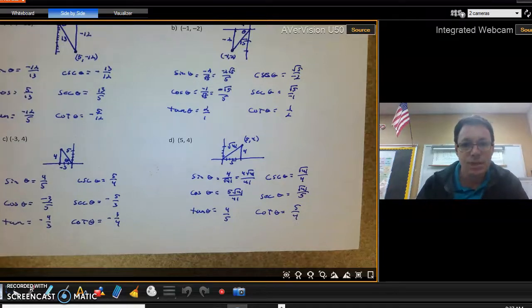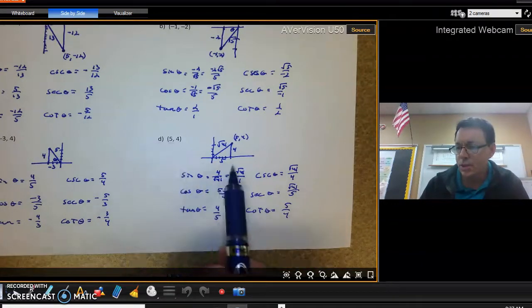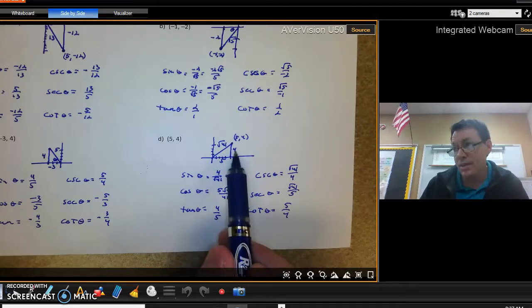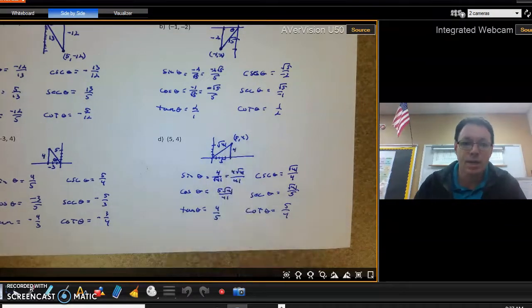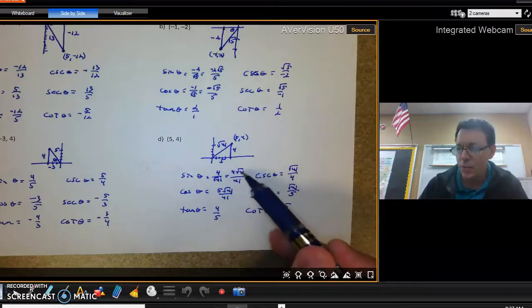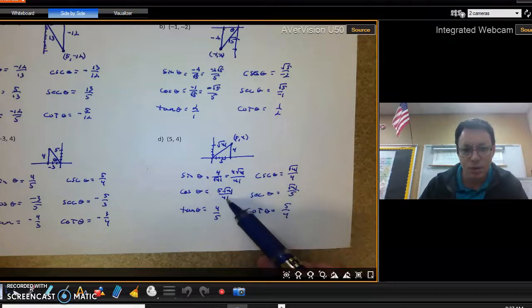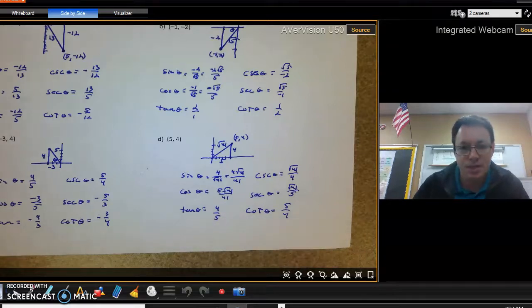For D, D was in quadrant 1, so everything's positive, but I did give you a weird hypotenuse. So this was a 5, this is a 4. 5 squared is 25, that's 16, and when you add those together, you get 41. So radical 41 is the length of my hypotenuse. I had to write it that way, and so I had some work to do as far as rationalizing. So 4 radical 41 over 41, that's my sine. 5 radical 41 over 41, that's my cosine. And then just 4/5, that was my tangent value.